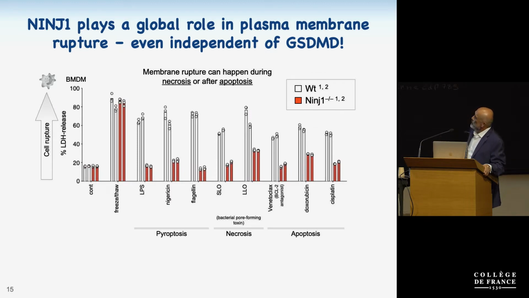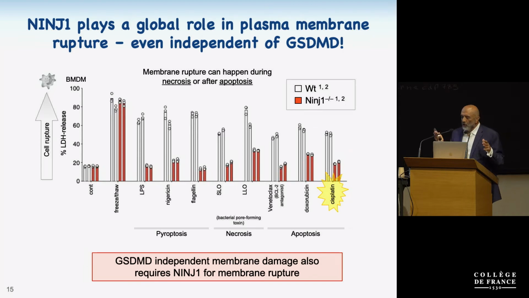Now, what's even more important is that this isn't some unusual form of plasma membrane damage. So here we are looking at cell rupture, LDH release. Open bars are wild-type macrophages, red bars are NINJ1 knockout macrophages, and without any treatment, there's about 18% basal release. If you freeze-thaw them, then of course there's no difference. If you treat with nigericin, a potassium ionophore, now you see there is a dramatic difference, with the NINJ1 knockouts not releasing LDH. But you look at cisplatin, that has nothing to do with Gasdermin D, and still you see that the death of these cells is associated with decreased release of LDH.